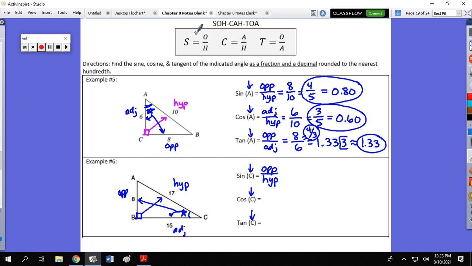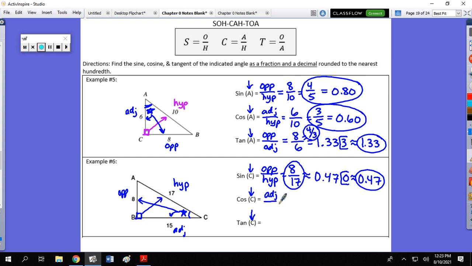That would be 8 over 17, which does not reduce. So we would just take that and put it into our calculator to divide. 0.47, and our third digit is a 0, meaning we would round down to 0.47.